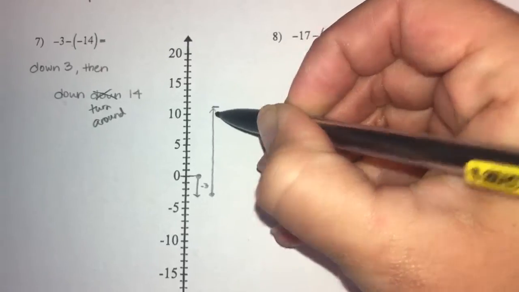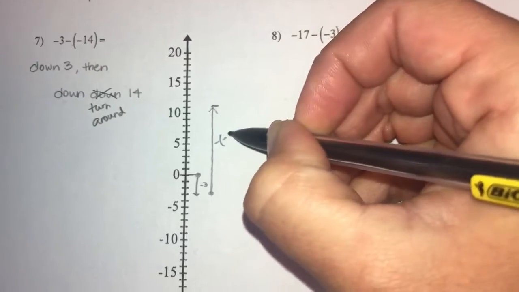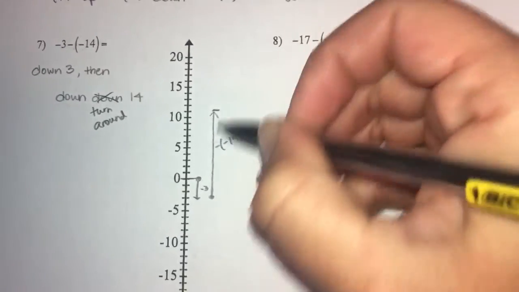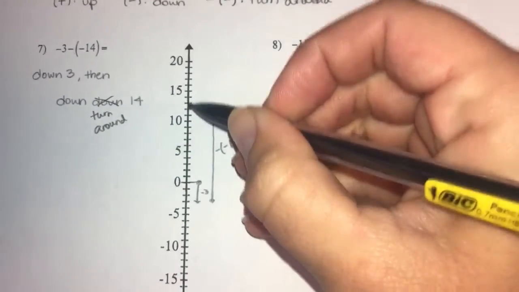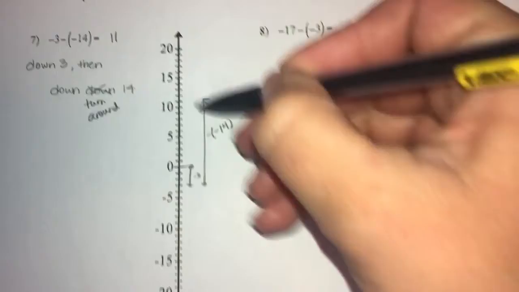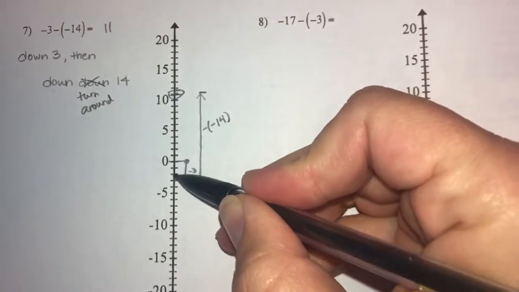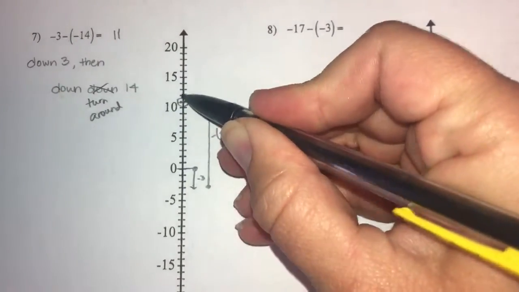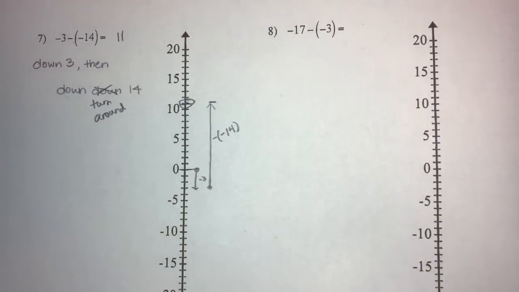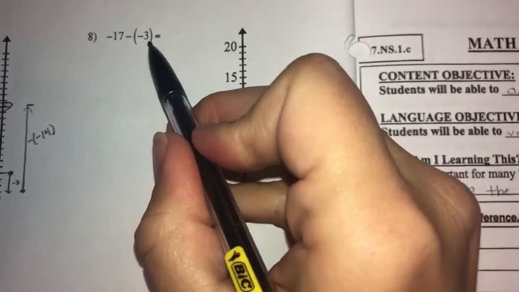I'm going to draw my up arrow. There's the down, but wait, turn around 14 means we actually went up, and we ended up at 11. Positive 11, way up here. So when we went down 3, but then turn around and go back up 14, we end up at positive 11.